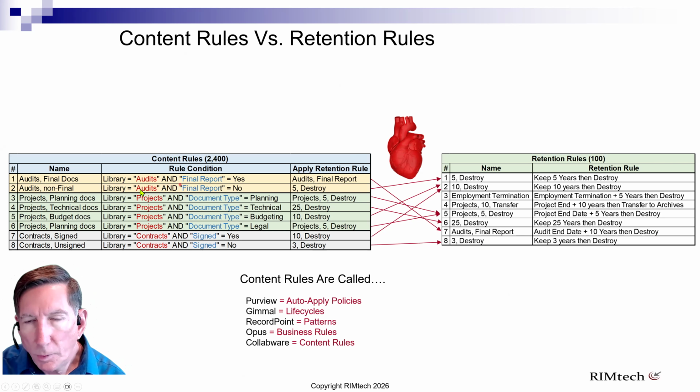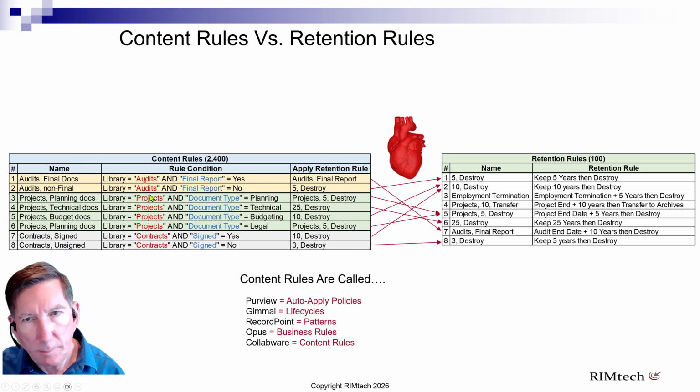Okay, so we're going to write another content rule that says library audits and final report equals no. Now we're targeting the 999 others. The retention rule will apply as 5 and destroy, which is keep 5 years and destroy. Okay, so we call that digital debris, and it doesn't have as high a retention value.